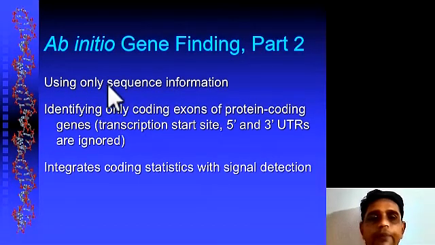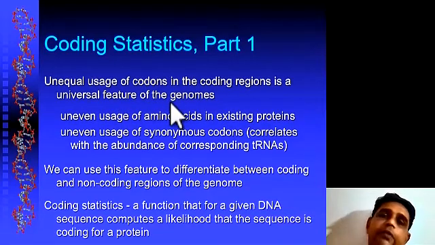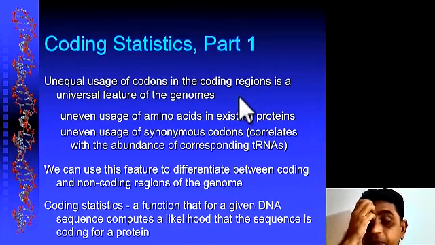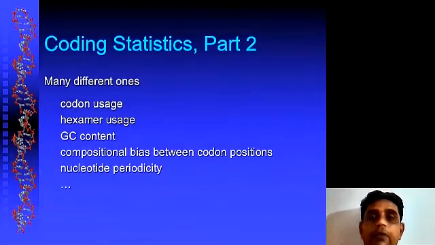It uses only sequence information, identifies only the coding exons and protein-coding genes, and the transcription site, 5' and 3' UTRs are ignored. It integrates the coding statistics with signal detection. So like that, depending upon some kind of signal, it will find things in your sequence, right? Then we are also using codon statistics. The codon usage would be specific for each species. So depending upon the codon statistics also, it will be able to find out whether this is part of the genome or not, right?